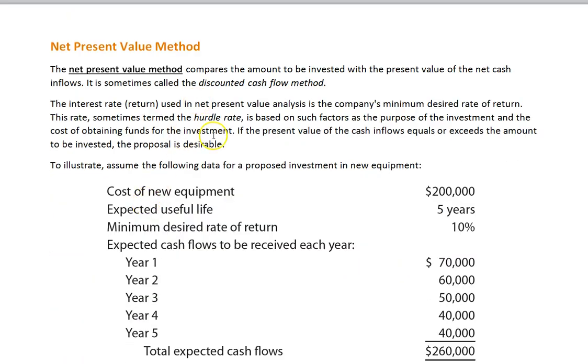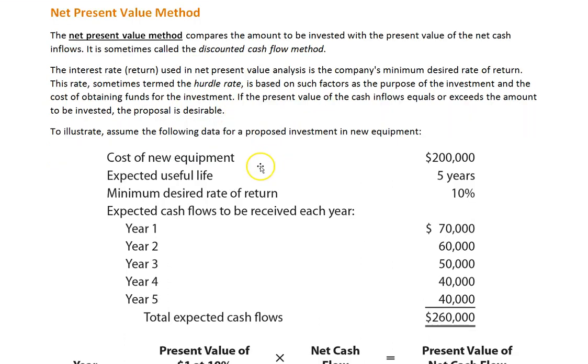Alright, now let's get to the net present value method. It's also sometimes called the discounted cash flow method. Alright, we need an interest rate in here. It's sometimes called the hurdle rate. We'll see how to interpret this interest rate towards the end too.